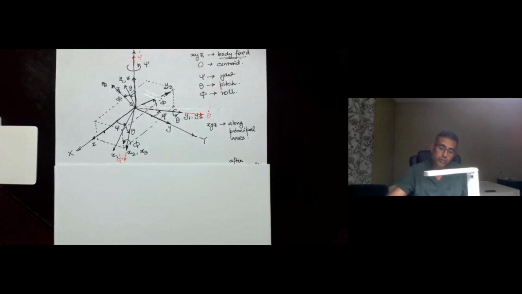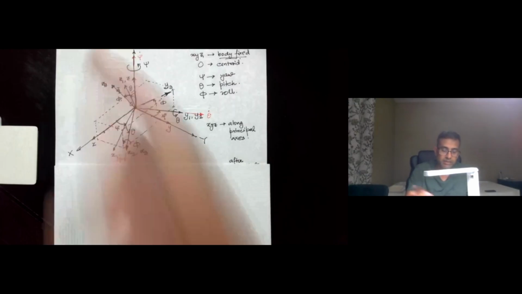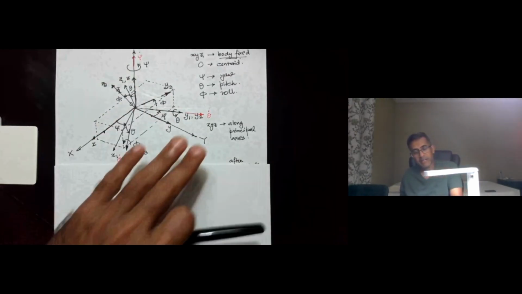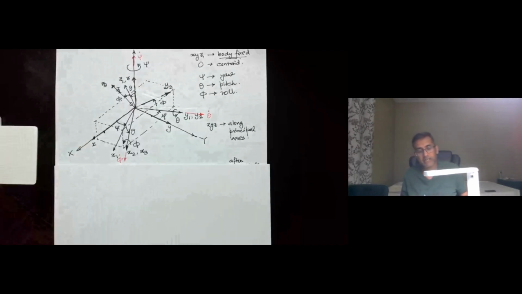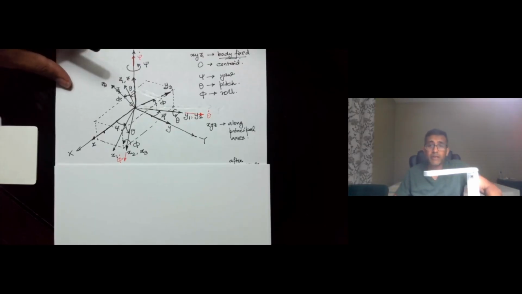So what we'll do is we will express omega x3, omega y3, and omega z3 in terms of theta dot, psi dot, phi dot, and theta, phi, and psi. Okay? And in the process, we will see that the new expressions are not only a function of theta dot, phi dot, and psi dot, but they also have in them theta, phi, and psi. So let's try to derive that.